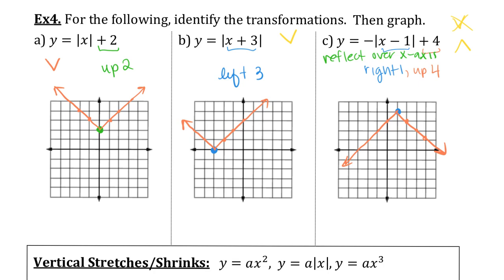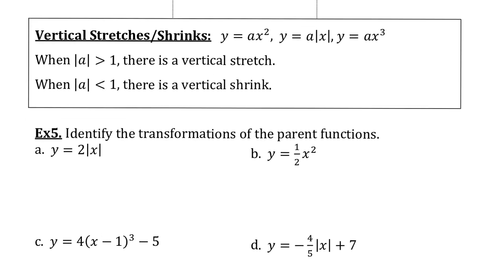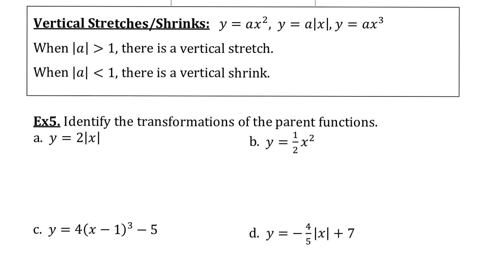Okay, now there's one more type of transformation. It's called a vertical stretch or shrink. A vertical stretch or shrink occurs when there's a coefficient in front of your parent function. So something like 2x squared, or 2 times the absolute value of x, or 2 times x cubed. When the value in front is greater than 1, or the absolute value is greater than 1, it's a stretch. So for example, if I did y equals 4x squared, stretch.